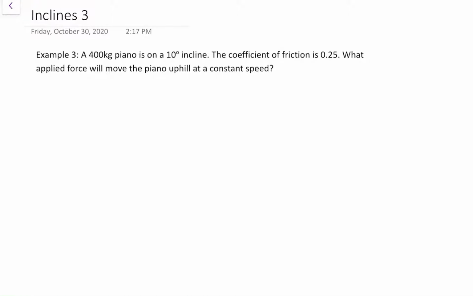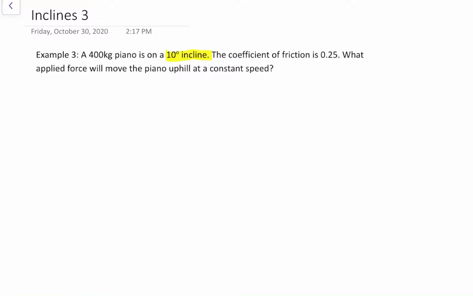All right, pushing a piano up an incline. Lots of cool physics in this one. For one thing, it's on an incline, so we'll do components again. And the knee-jerk reaction that looks like normal force is on a funny angle. We got to fight that. It's actually components of gravity that we need to find.